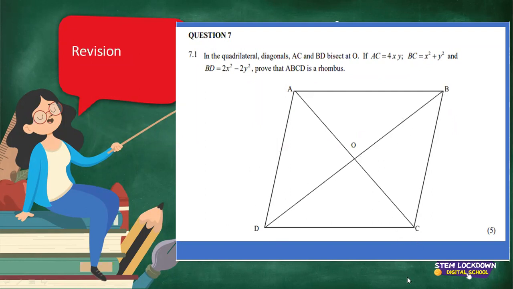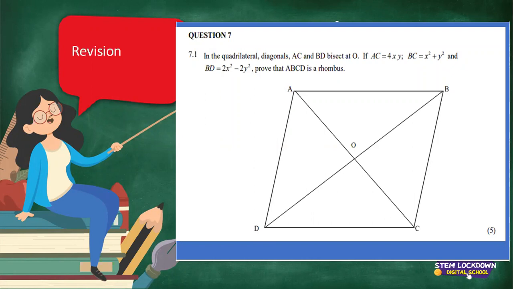Diagonals bisect each other, meaning diagonal AC bisects diagonal BD, and diagonal BD bisects diagonal AC. Therefore, AO equals OC, and BO equals OD. So that's another property of a rhombus.